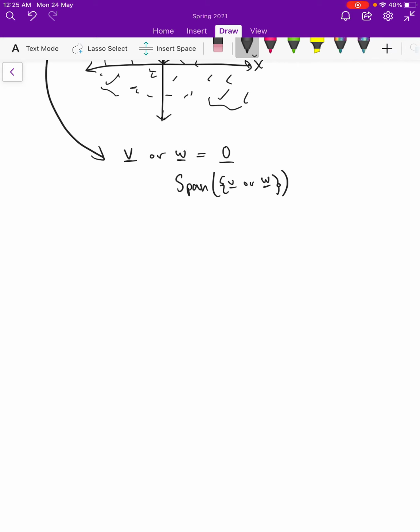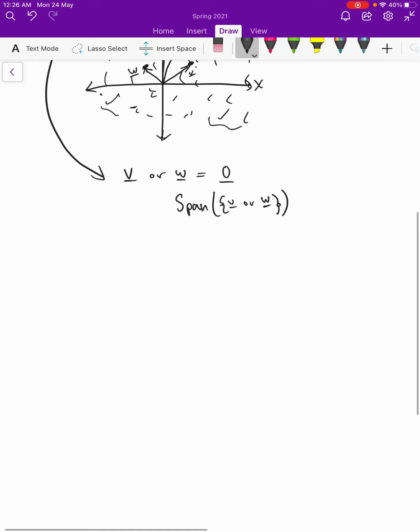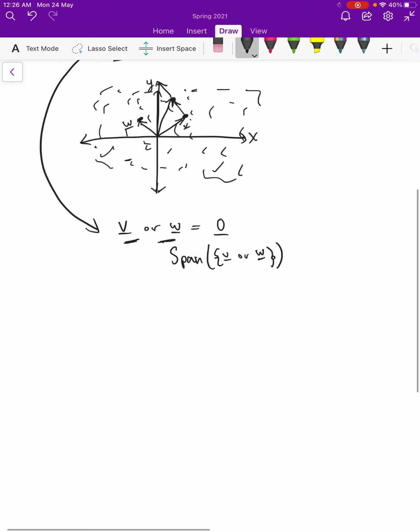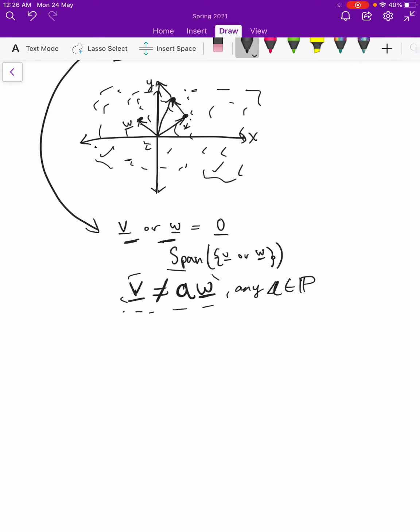Another way this might happen, on the same concept, is if a or b can be 0. That's a mistake by me. That other way is if either of these are related. So we can define it by saying v is not equal to a scalar, say a again, but they're obviously different a's. So these are not related for any a in the real numbers.